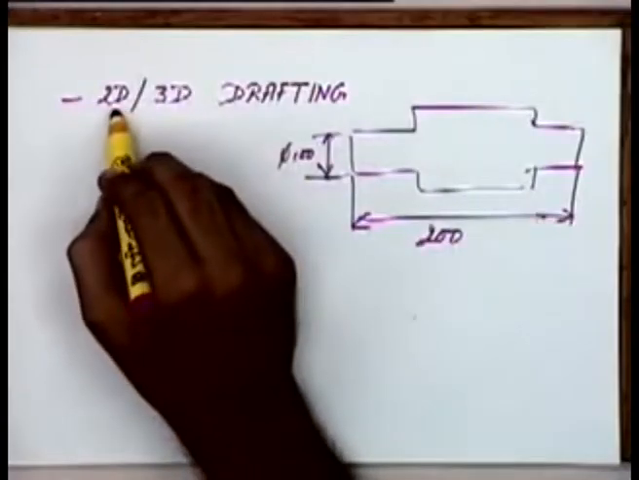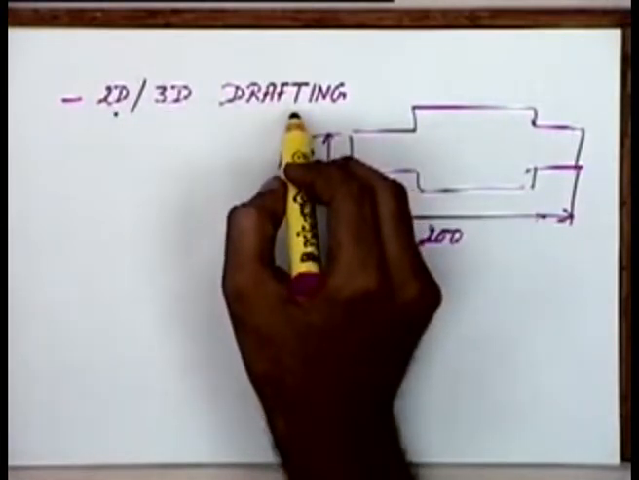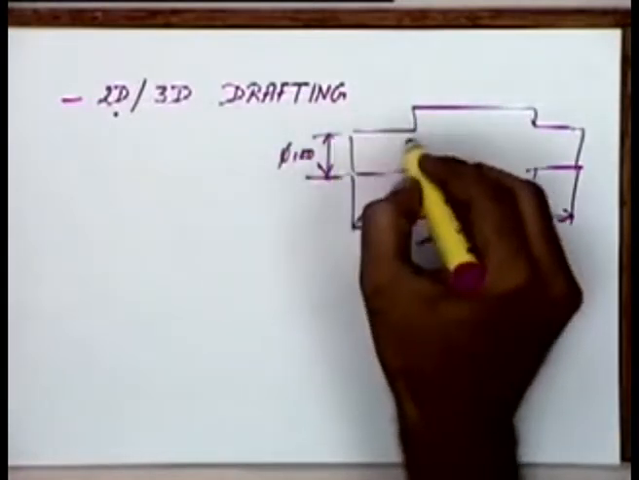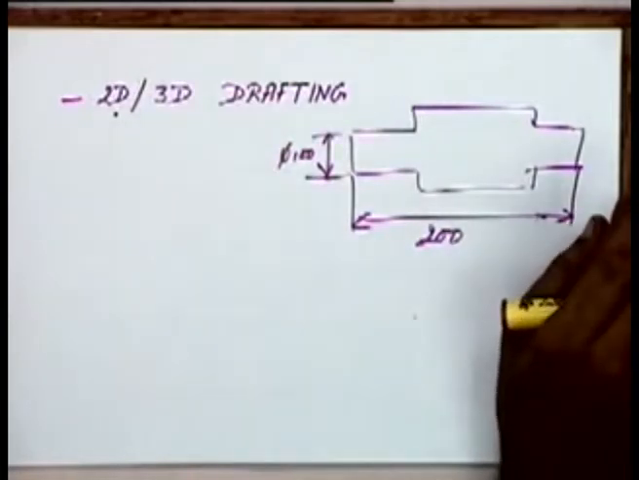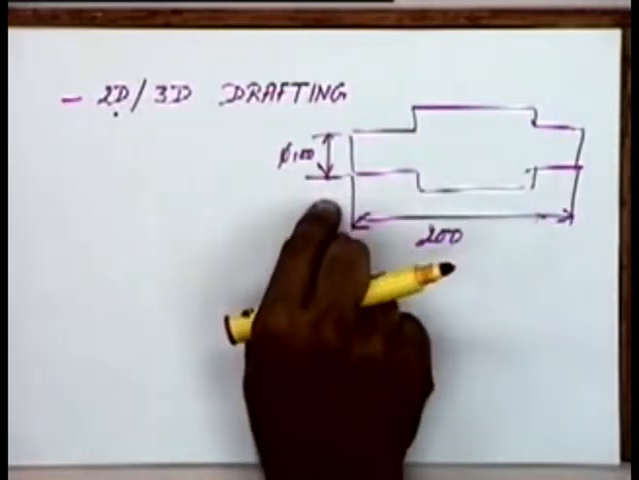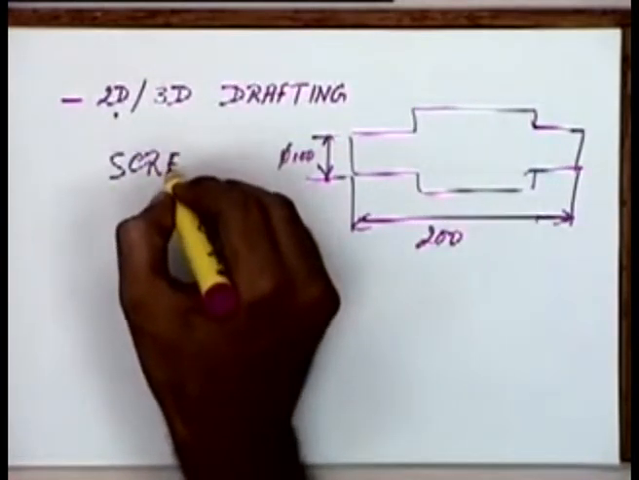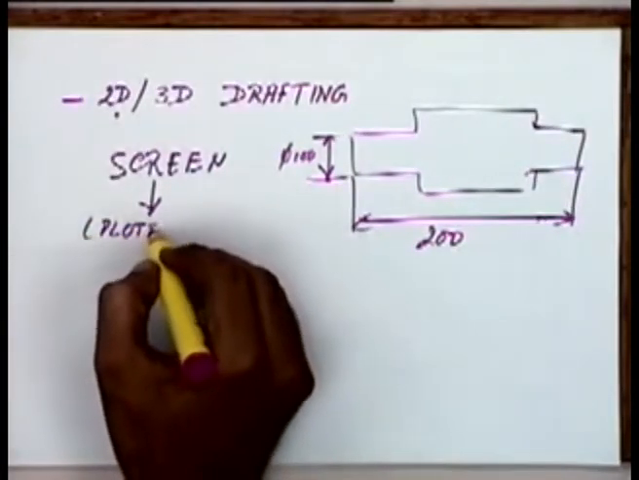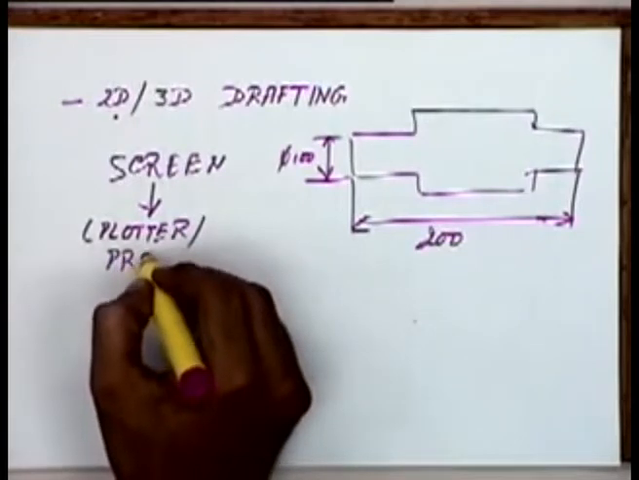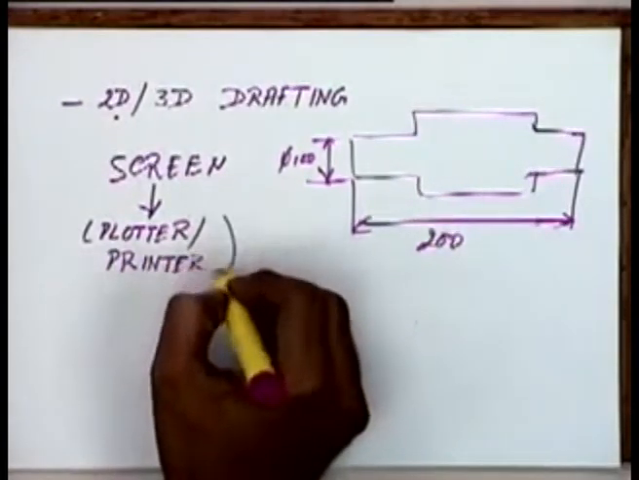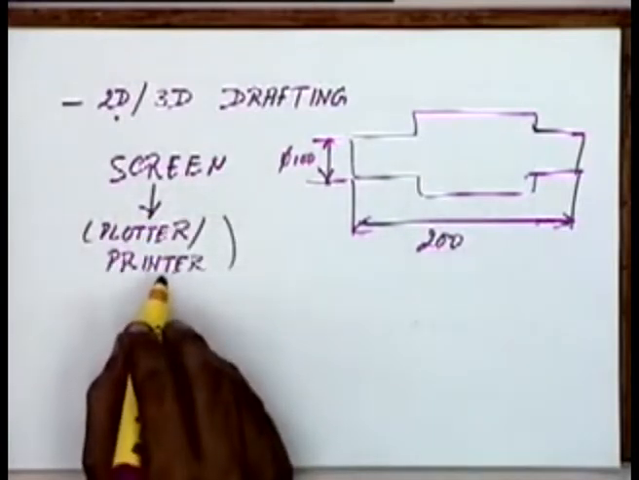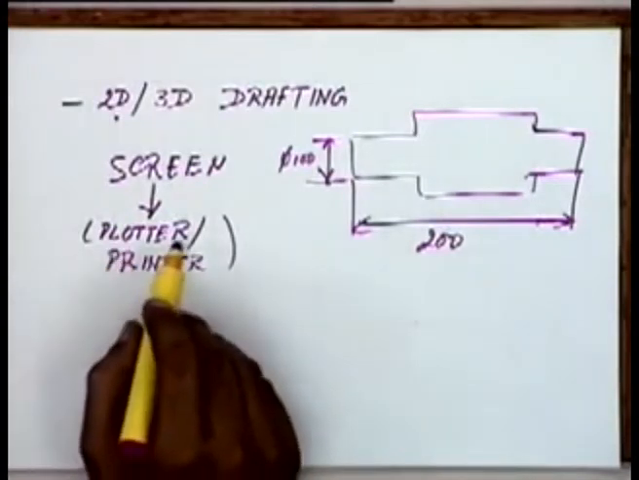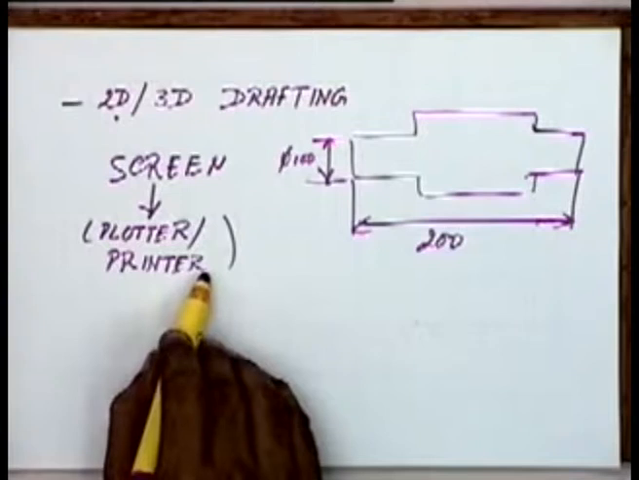These lines can be two-dimensional lines or they can be three-dimensional lines. But they are essentially lines and arcs, and we use these lines and arcs to make a complete figure on the computer. Once we make a complete figure on the screen, from the screen I can take a printout using maybe a plotter or a printer. So that is where CAD specific hardware comes into the picture. We have specific hardware meant for plotting. We have specific hardware meant for printing.